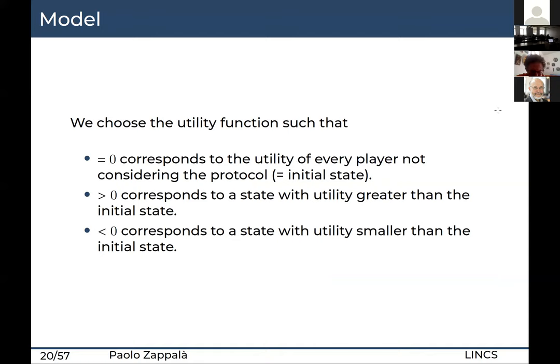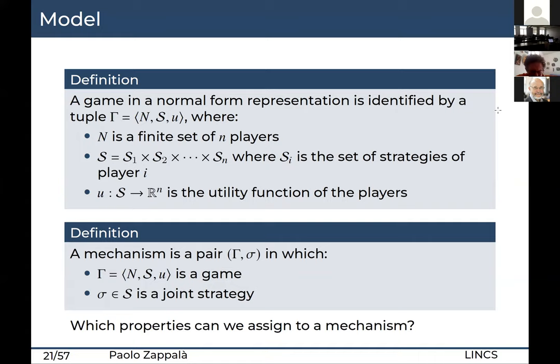Taking the whole game tree is quite complex, but with very easy conditions, every game tree can be reduced to a normal-form representation. And this is always true. So we have a game with all the possible alternatives available to the players, and a specific strategy given by the protocol. The protocol is represented by a strategy profile, the joint strategies, which we write as sigma. A game with a specific joint strategy belonging to the game is, as defined in the literature, a mechanism.